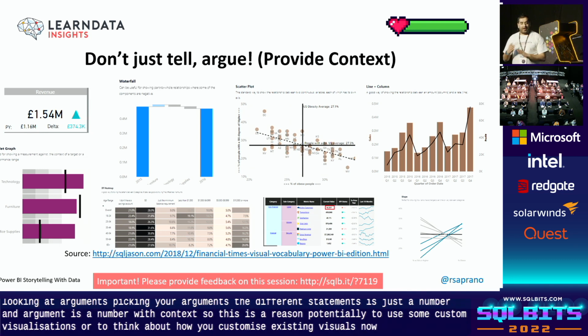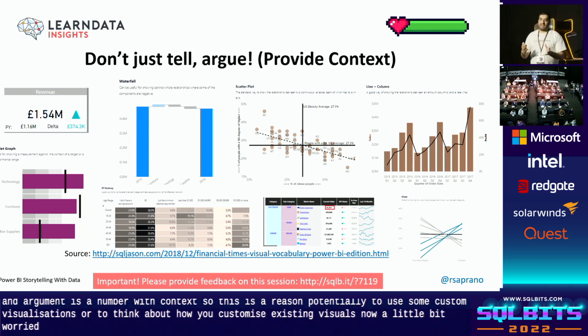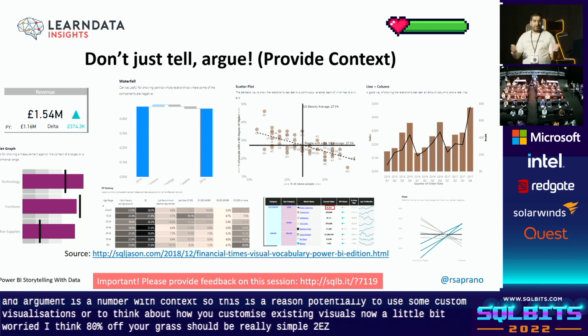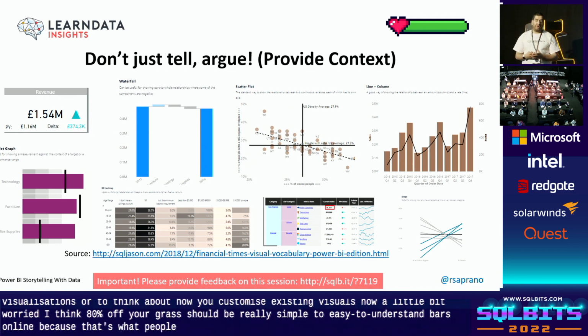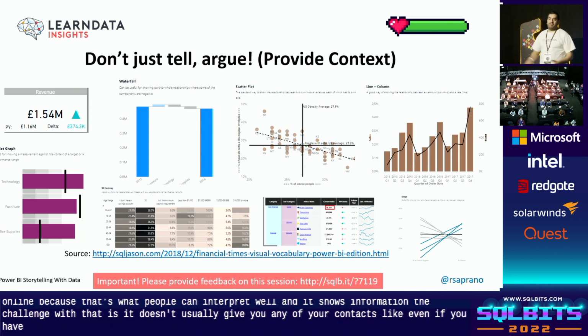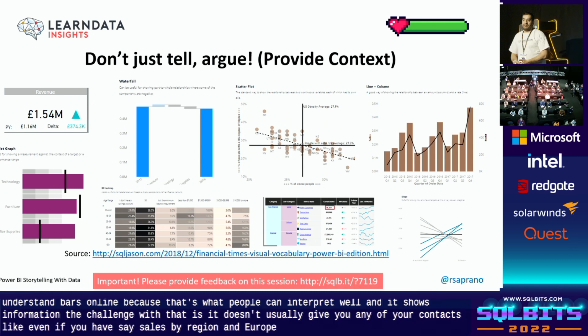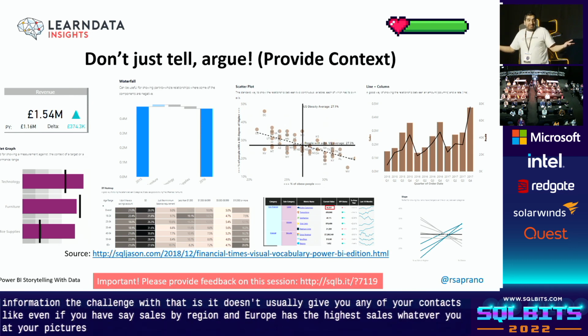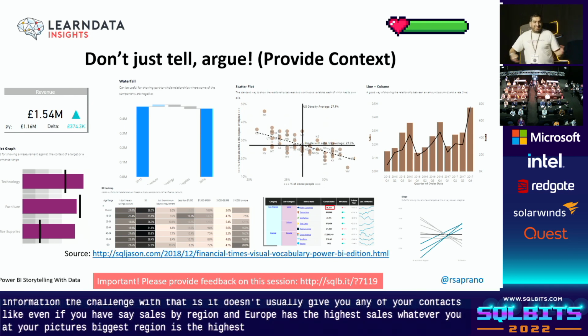Now, I'm a little bit wary about this. I think 80% of your graphs should be really simple, easy to understand bars and lines, because that's what people can interpret well, and it shows the information. The challenge with that is it doesn't usually give you any real context, right? Even if you have sales by region, and Europe shows the highest sales, well, if Europe's your biggest region, it's going to show the highest sales. Again, that's not giving you enough context.